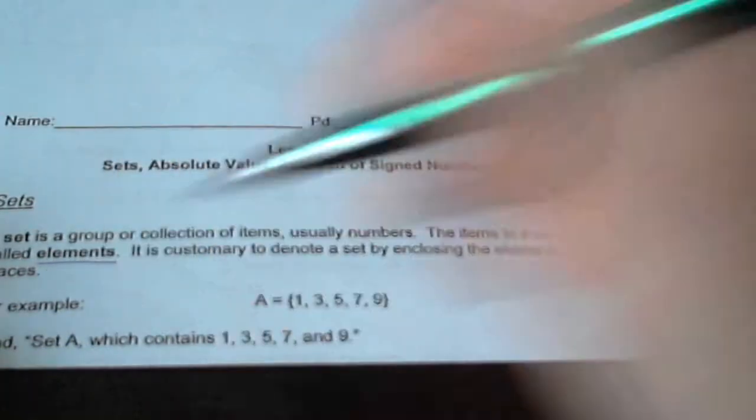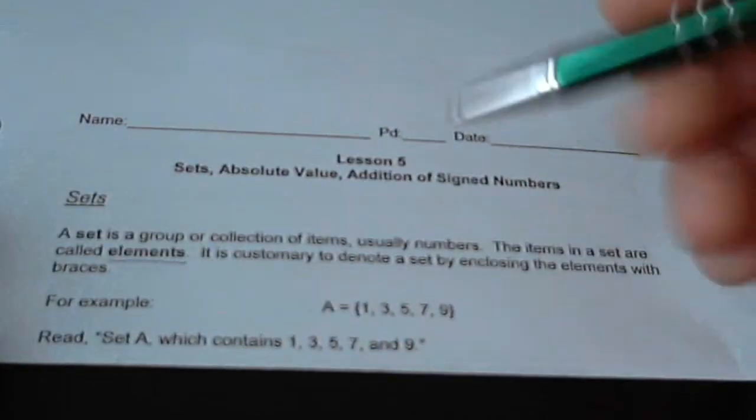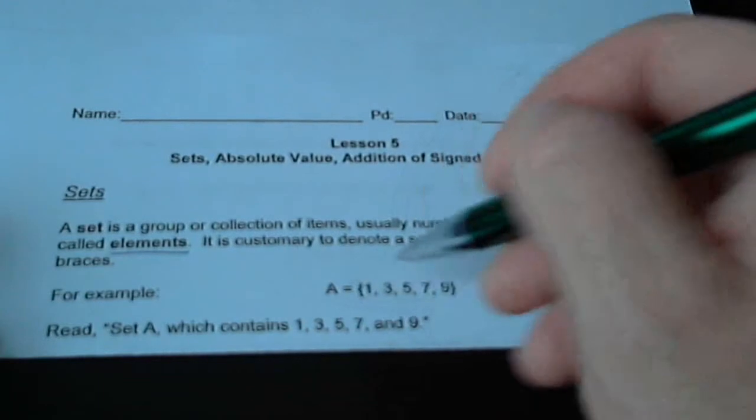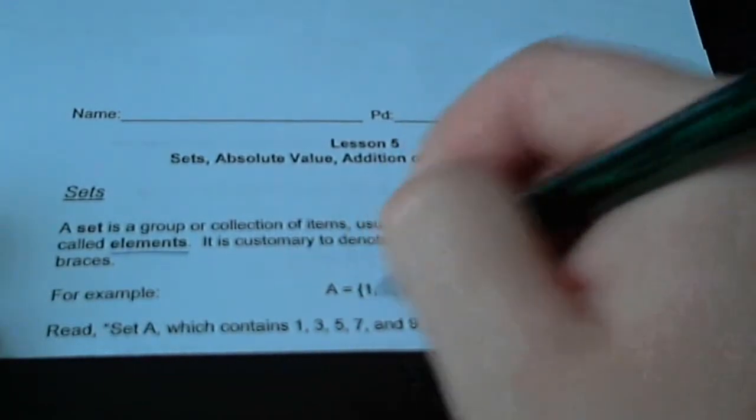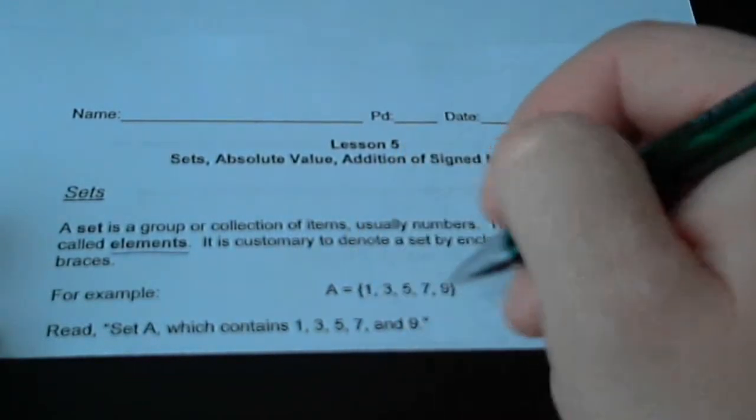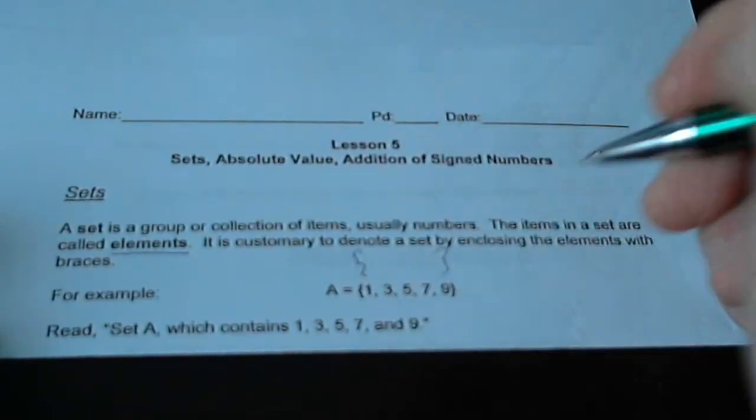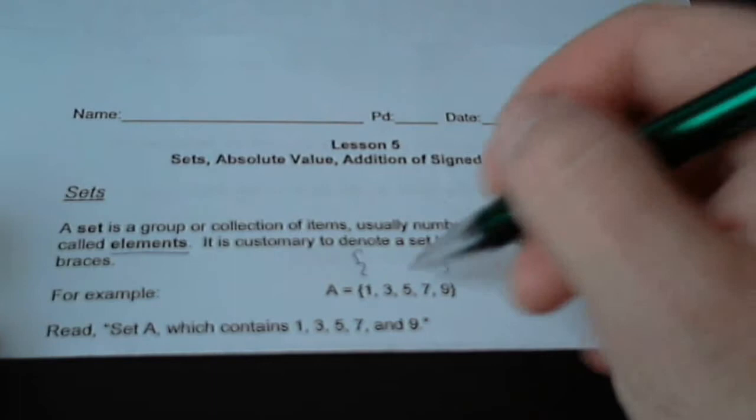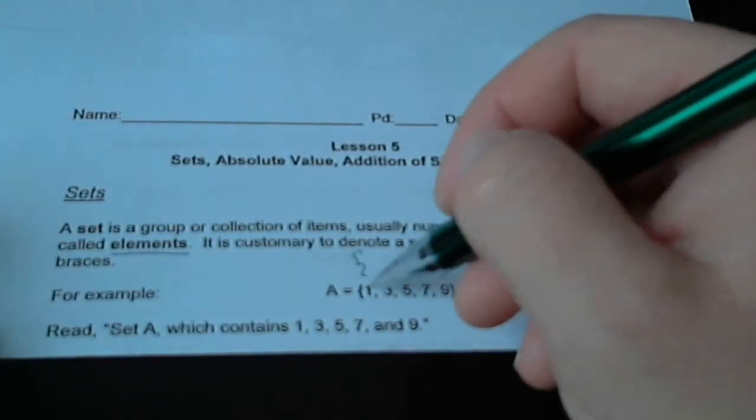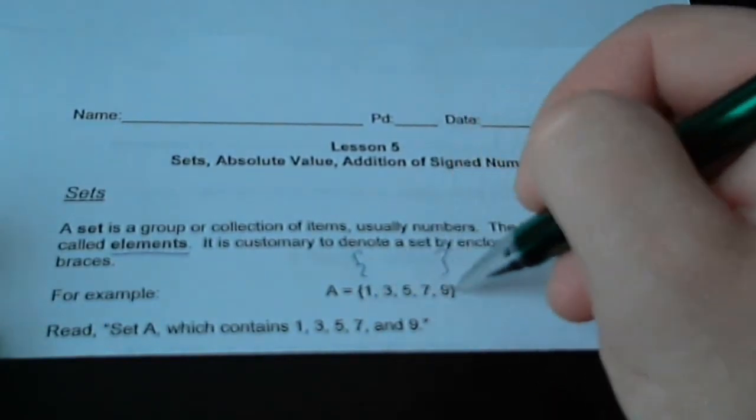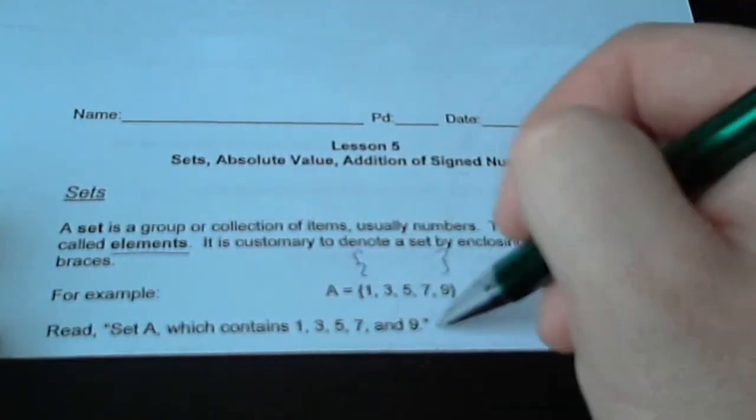Okay? Now, the way we denote a set is by enclosing the elements with braces. So here's how this may look. Here's set A. Notice that set A has all of its elements enclosed in braces. Now these braces look like this. Our elements are 1, 3, 5, 7, and 9. This is read set A, which contains 1, 3, 5, 7, and 9.